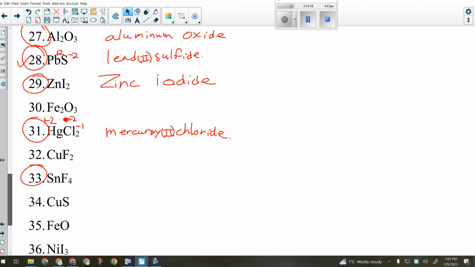Okay, and then we got tin with fluorine. Okay, fluorine's always a -1, and there are 4 of them, so that gives me 4 negative charges. There's only 1 tin to get the 4 positives from, so this is tin, Roman numeral 4, fluoride.